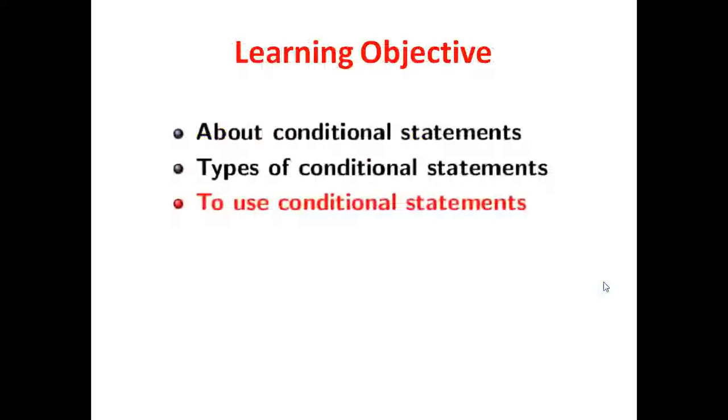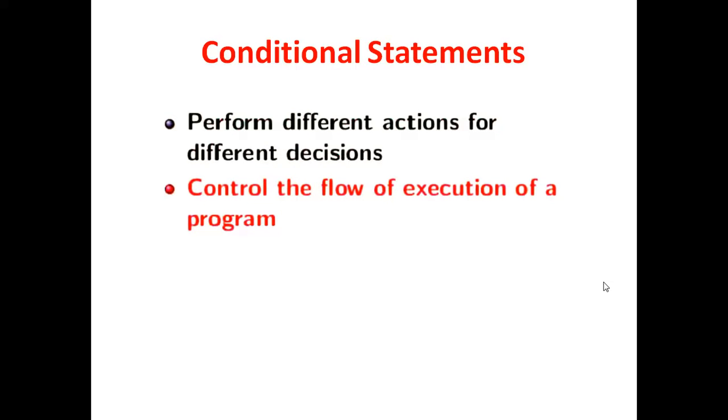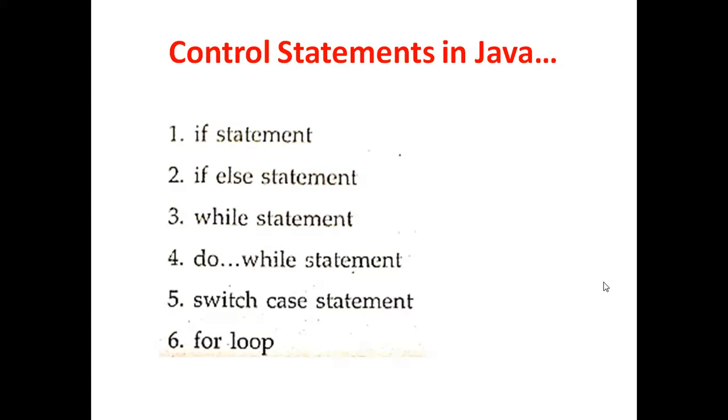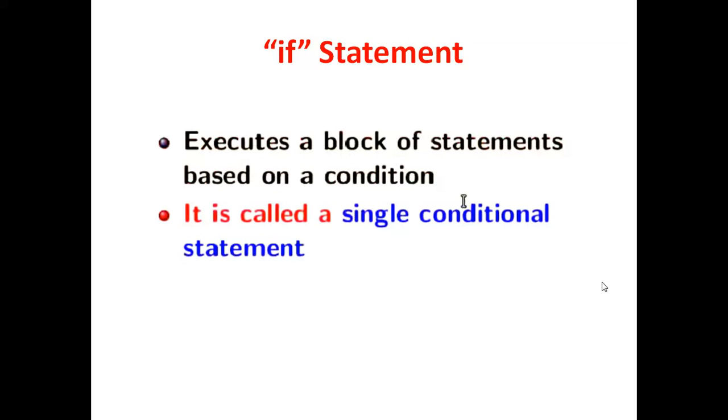Conditional statements are used for performing different actions for different decisions, and to control the flow of execution of a program. The control statements in Java are of different types: if statement, if else statement, while statement, do while statement, switch case, and for loop. First, we'll see the if statement.